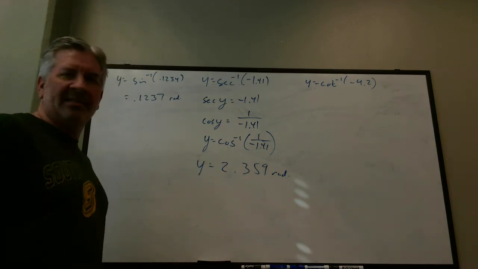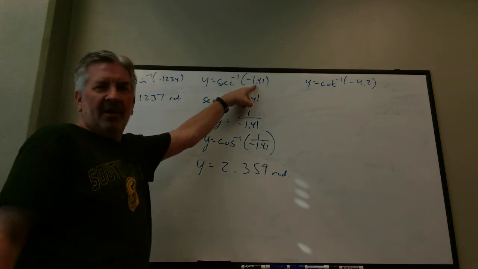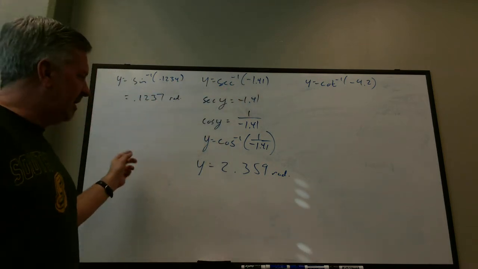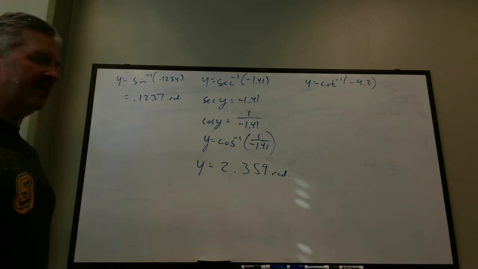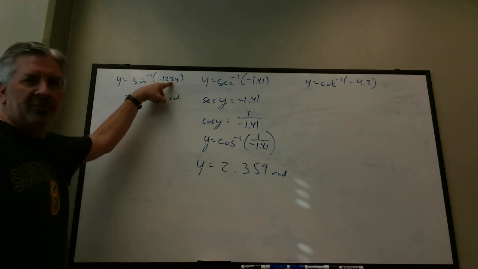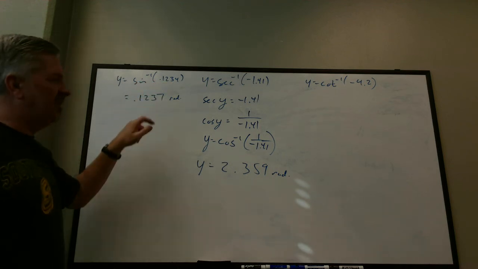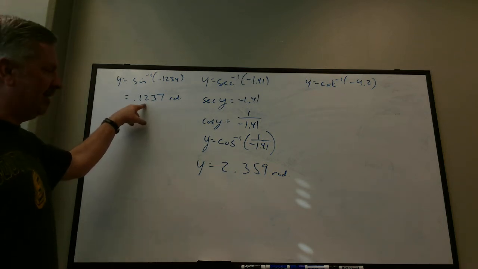Now, does this answer make sense? Remember, when you take secant inverse of a negative number, you're in the second quadrant, and where's a little more than 2 radians? In the second quadrant. The answer makes sense. Same thing here. Sine inverse of a positive number, you're in the first quadrant. 0.1237 radians is in the first quadrant. Remember, 1 radian is about like that. That's a tenth of that.